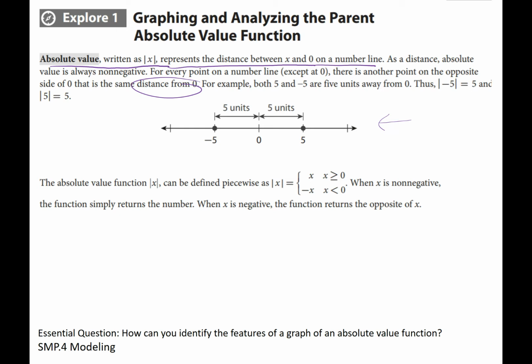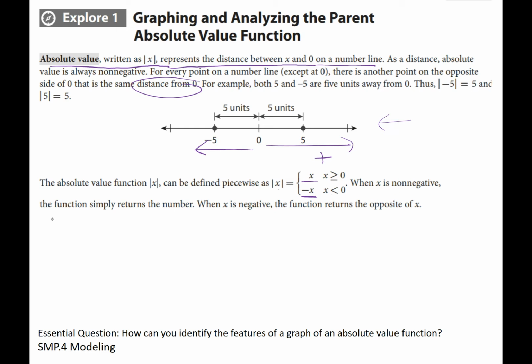Now, this is where it gets a little bit tricky and more algebra comes in. So the absolute value function, absolute value of x, can be defined piecewise. What that means is, in order to break this up, you can break it into two branches, because absolute value of x really means it could be a positive x or a negative x. The positive x is when x is greater than or equal to 0. And then the negative x is when x is less than 0. And honestly, it doesn't matter where the equal to sign is.